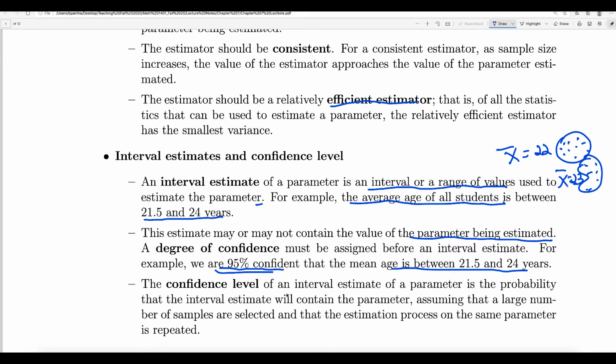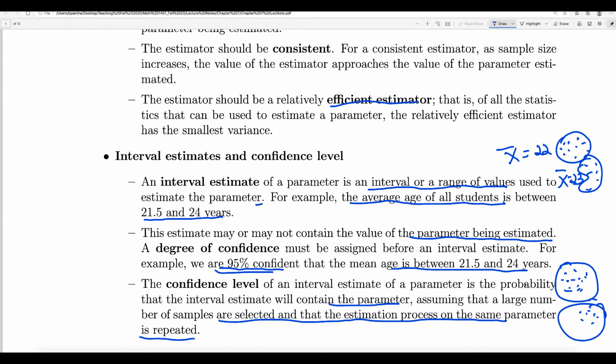The confidence level of an interval estimate of a parameter is the probability that the interval estimate will contain the parameter, assuming that a large number of samples are selected and that the estimation process on the same parameter is repeated. What does that mean? If you want to estimate the population mean, you pick a sample of big sample size and find the mean. You pick another big sample and find its mean, and so on.